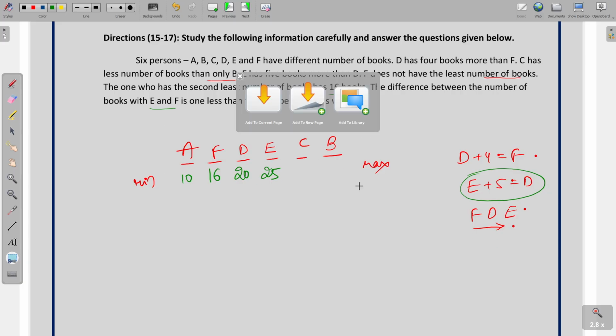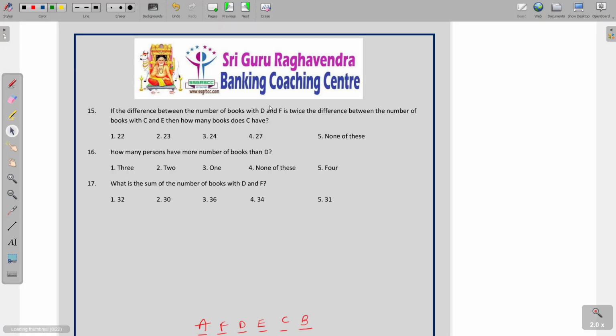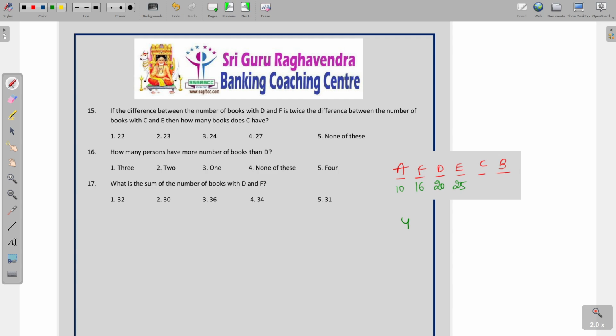So let us move on to the questions. See the first one. If the difference between the number of books of D and F, 20 minus 16, is 4, which is twice the difference between the number of books of C and A. Twice means half of this, so 2 is the difference between 25 and 27, that is C and A. How many books does C have? C has totally 27 books.